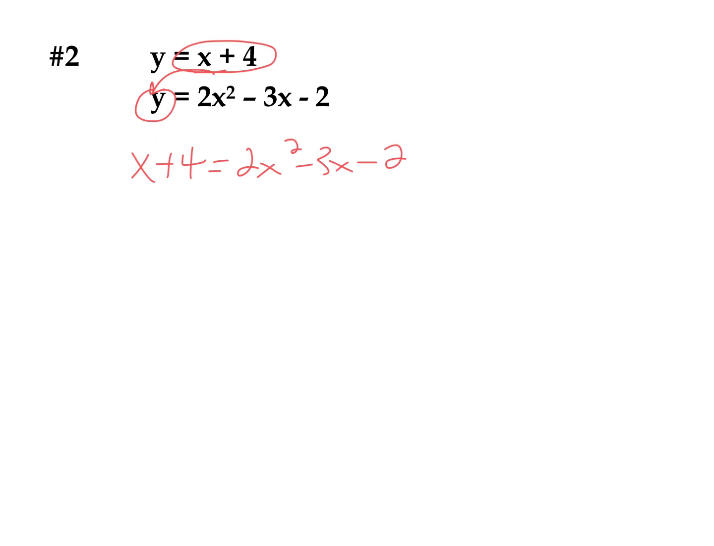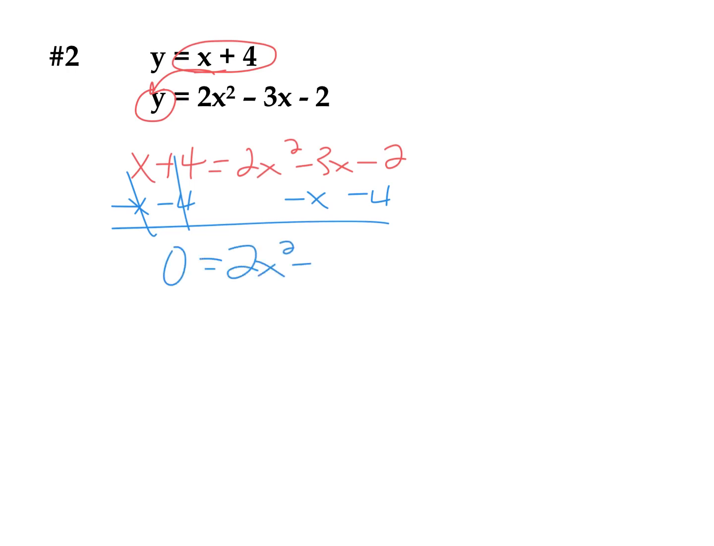Now we have a quadratic equation. We could use any methods we want to solve this. We're going to see that factoring is typically going to be a good method, but if you want to use other methods as well, you can. You could complete the square or use the quadratic formula. Anything that works to solve for x. Now, I'm going to subtract x and 4 on both sides, and I'm going to get 0 equals 2x squared minus 4x minus 6.